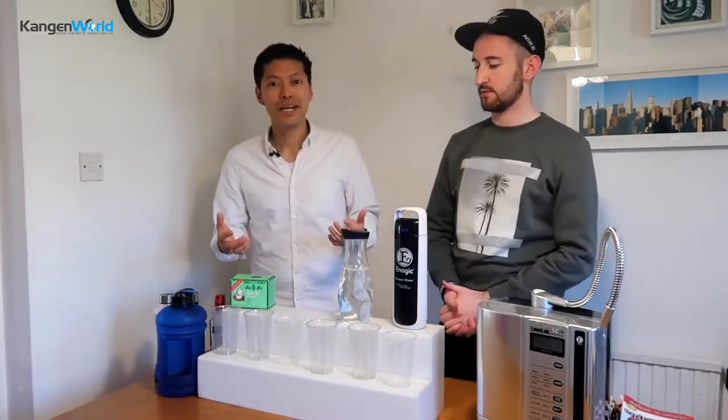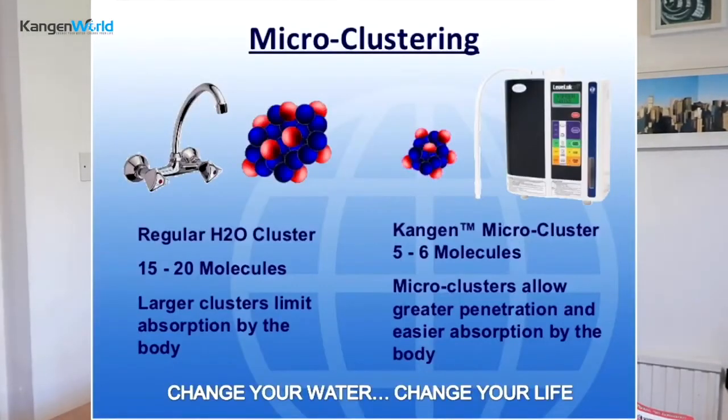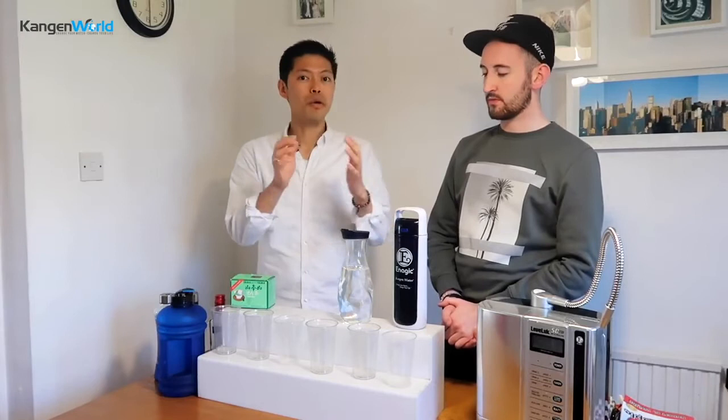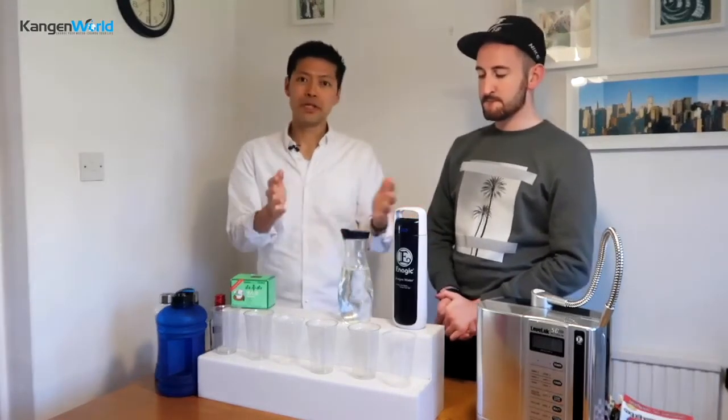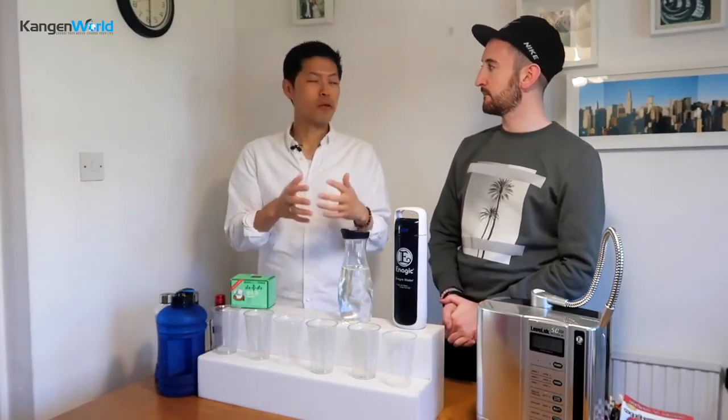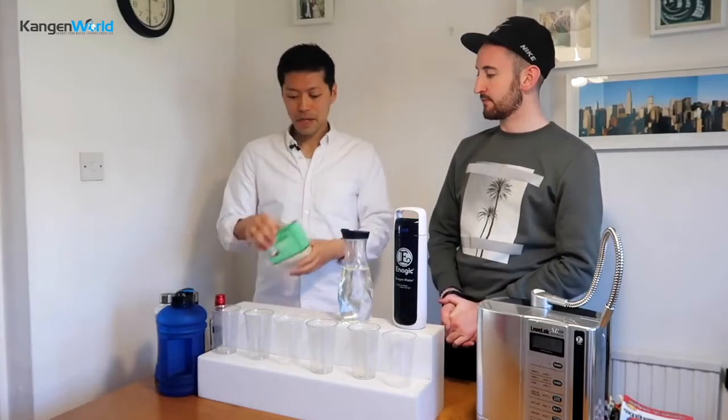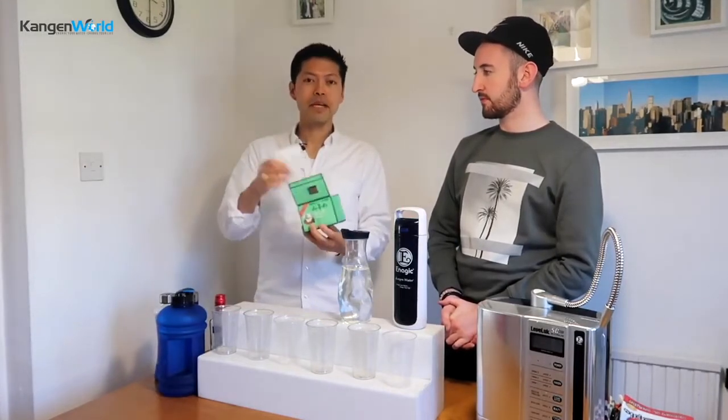So how does it work? Think of it as big water and tiny water. What does that mean? Your tap water, your mineral water, the molecules, when you look at it under a microscope, are very, very big, anywhere between 14 to 20 molecules. With Kangen water, it's about 1/4 of the size. After going through this technology, it will reduce the size of the water to about 4 to 6 molecules. So if it's okay, I'd like to show you how that works via some green tea.